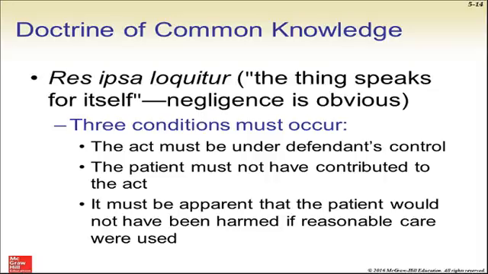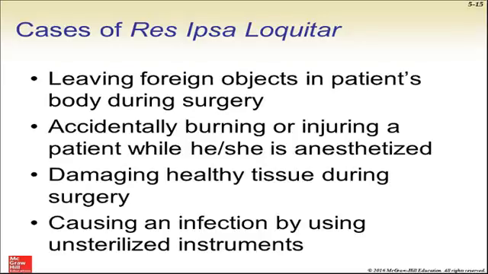Some cases other than the kidney example I gave you. Leaving foreign bodies or objects in the patient's body during surgery. So if the physician forgets to remove something. Accidentally burning or injuring a patient while he or she is anesthetized. So while they're under anesthesia, if they're accidentally burned or injured. Damaging healthy tissue during surgery. Causing an infection by using unsterilized instruments. You can see these are all things that are very obvious of wrongdoing, so they fall under that category.